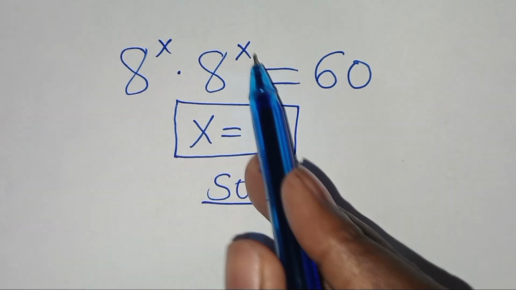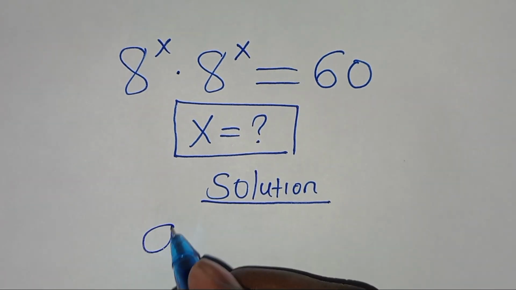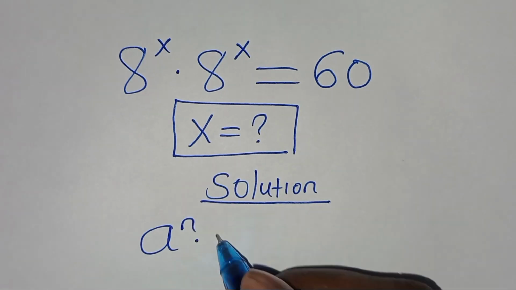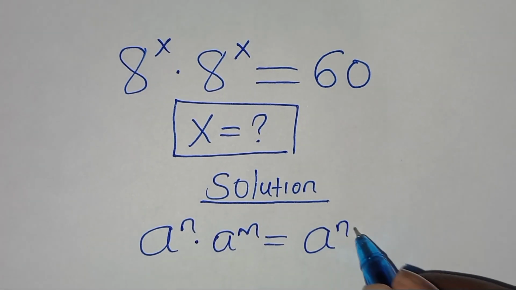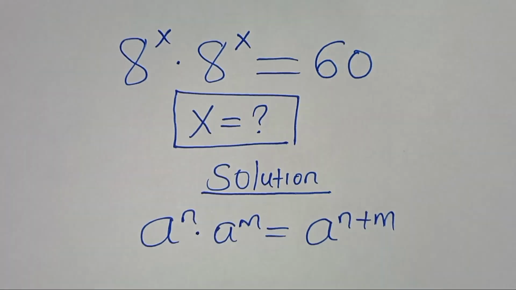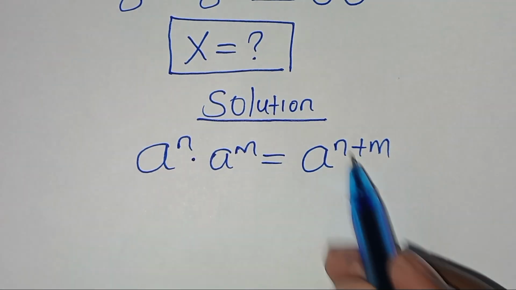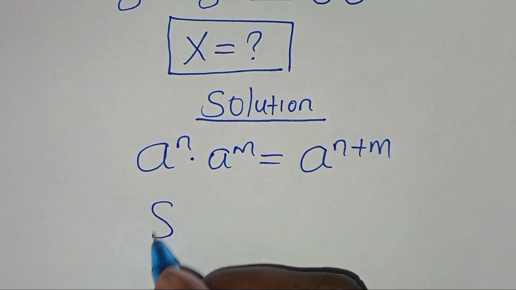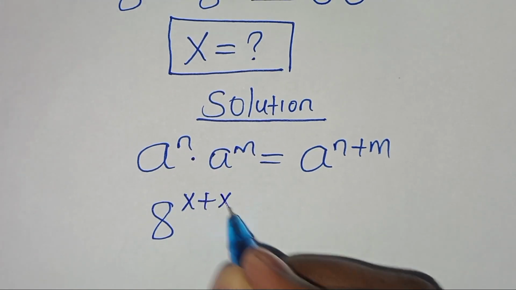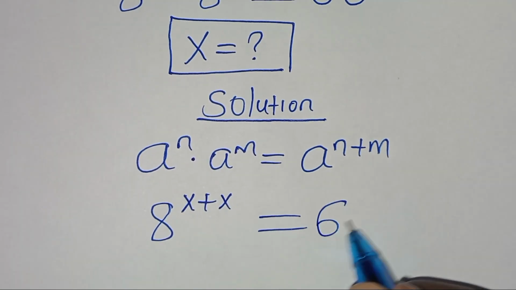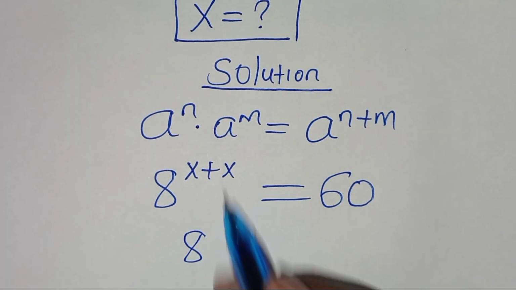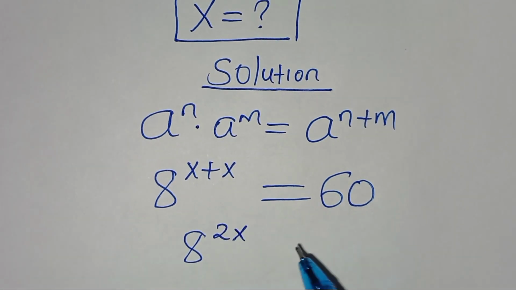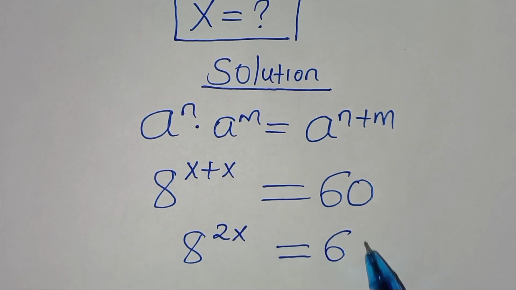We have that this exponential equation is in the form of a to the power n times a to the power m, which we can express as a to the power n plus m. Now, applying this exponent property, here we have 8 to the power x plus x. This is equal to 60. Now, we have that 8 raised to power x plus x, this is 2x, and this is equal to 60.